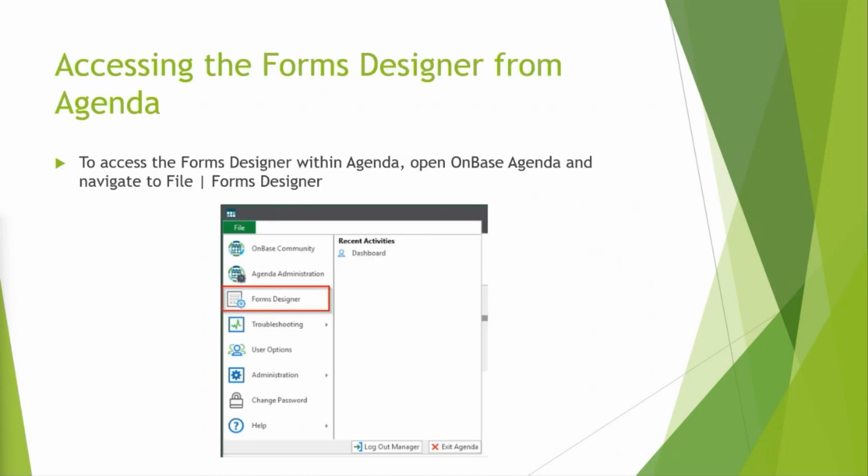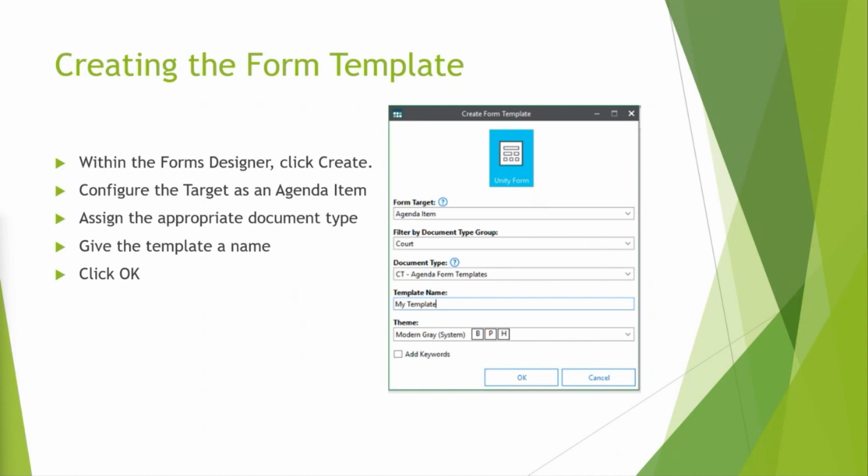Let's move on to creating the form. To access the Forms Designer within Agenda, open up OnBase Agenda and navigate to File, Forms Designer. Within Forms Designer, you'll see a little button in the top left that says Create. Go ahead and click that, and you'll be met with a window similar to what's on the right here. Let's configure the form target as an agenda item, assign the appropriate document type. This is the one we created earlier, and then give the template a name, and go ahead and click OK.